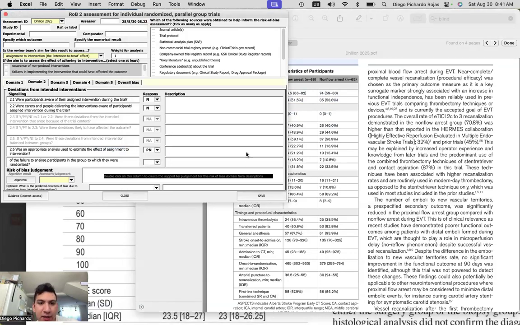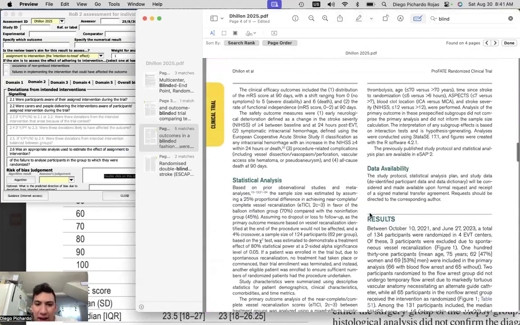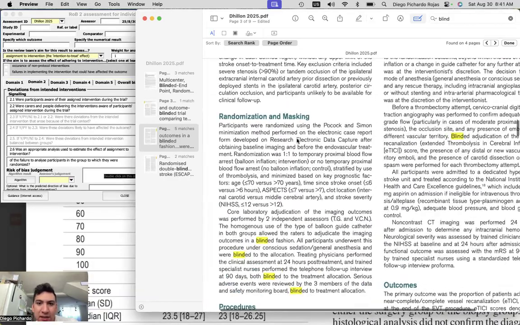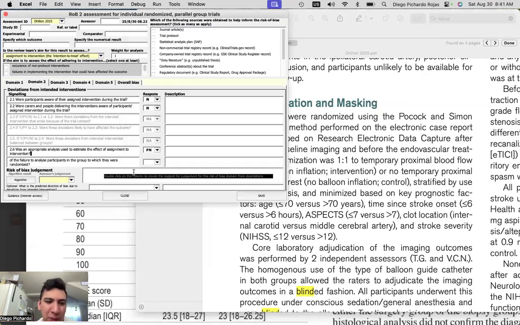All right, let's see. We're not sure of the criteria which the physician used to classify them. In this case, for this study, they just said that it was blinded and randomized, but it was based on baseline imaging and before treatment. So they did have a baseline before doing the randomization, right? So we're gonna put probably not.